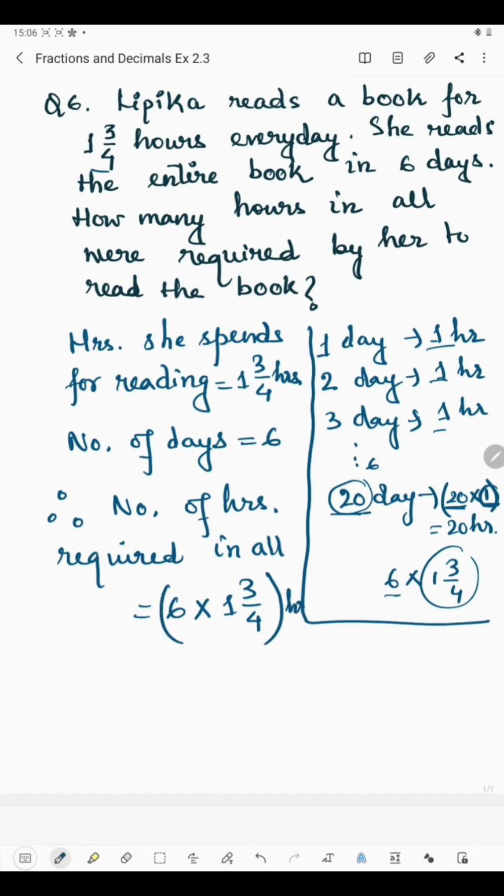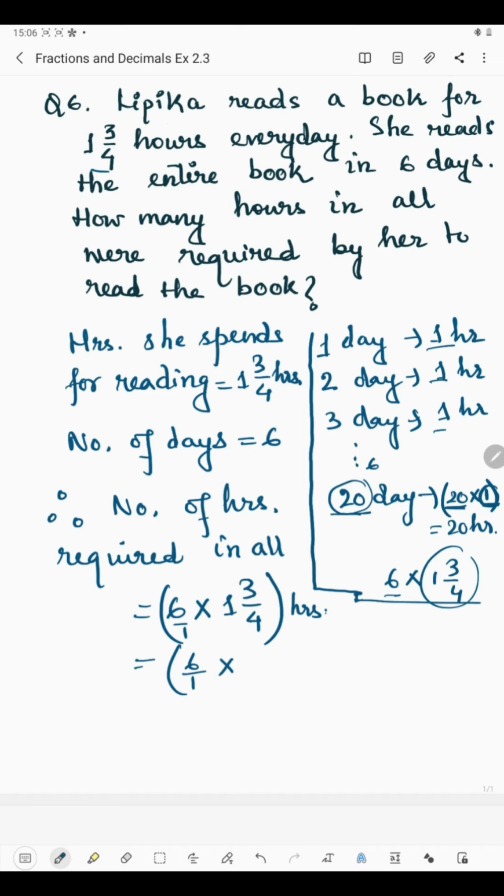Okay, so how many hours? So here we'll consider 6 as 6 by 1. Now 6 by 1 multiplied by 4 ones are 4, 4 plus 3 is 7, so 7 by 4. Okay, now this 4 and 6 we can cut, because these two come in 2's table. 2 2's are 4, 2 3's are 6. So what we have got, if you multiply the numerator, 3 7's are 21 and 2 1's are 2. So we have got 21 by 2 hours.